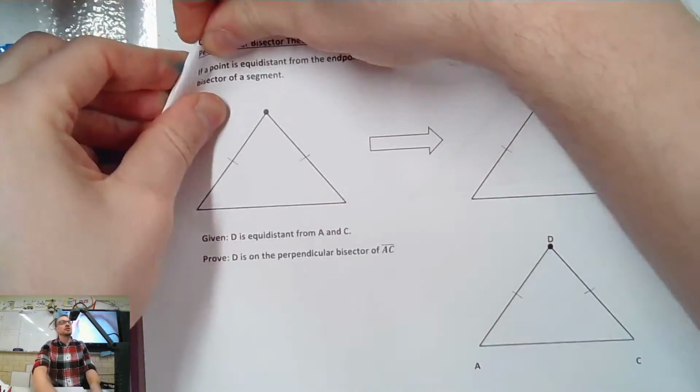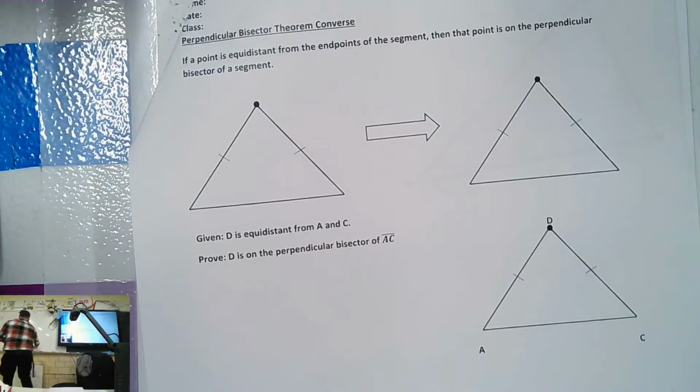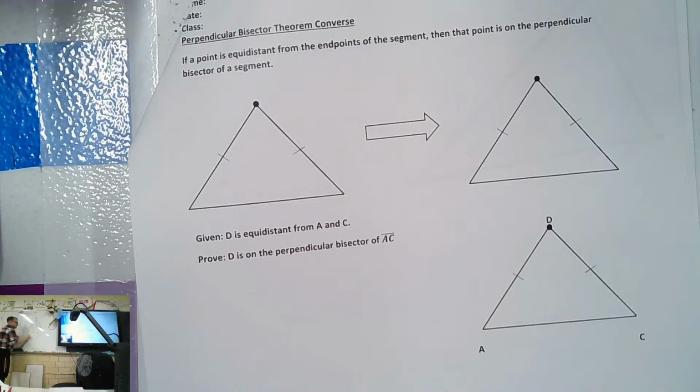Yeah, it's just the converse. So the theorem says if you have a perpendicular bisector, then you know any point on here will be equidistant to the endpoints, right? The converse says if you've got this, then this point must be on the perpendicular bisector.